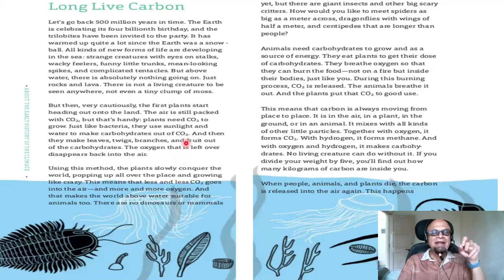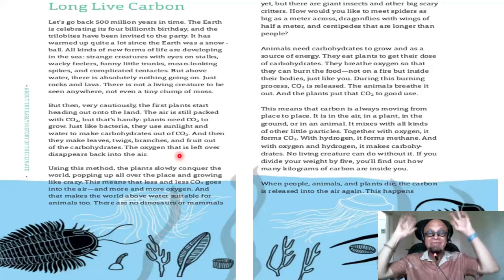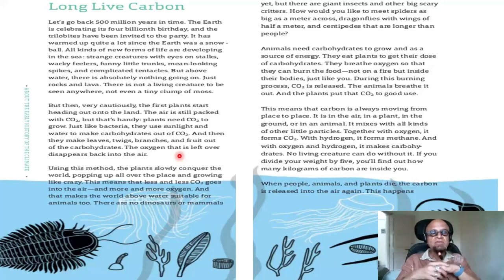Right? The air is still packed with CO2 though, but that's handy for plants because they need CO2 to grow. Just like bacteria, they use sunlight and water to make carbohydrates out of CO2. Carbohydrate is basically a sugar, and then they make leaves, twigs, branches and fruits out of the carbohydrates, and the oxygen that is left over from all this disappears back into the air because it's not dissolving in the water where you are moving around, it's going into the air, right? So using this method, the plants slowly conquer the world.